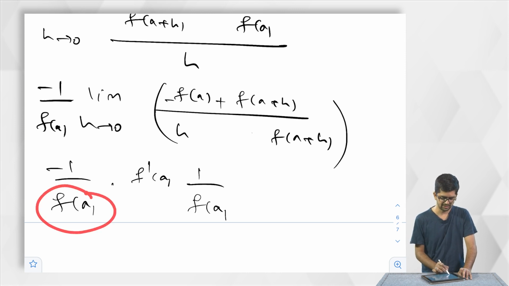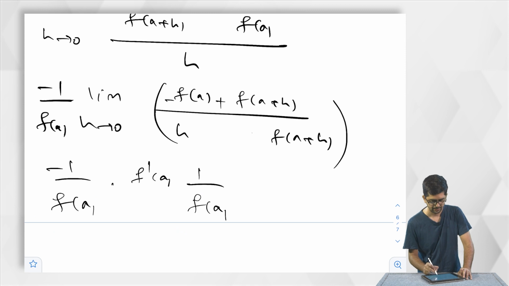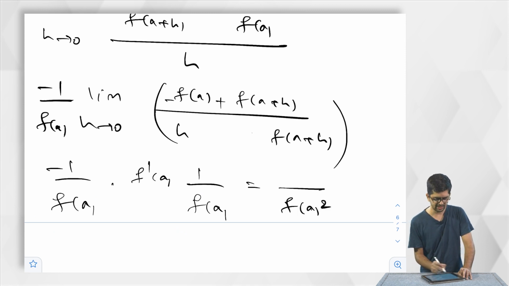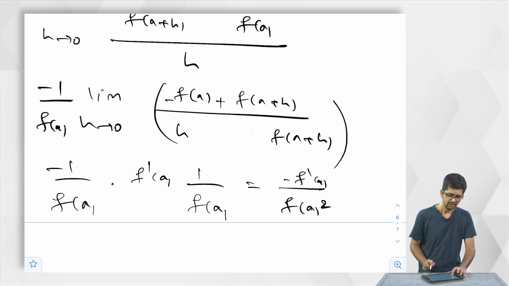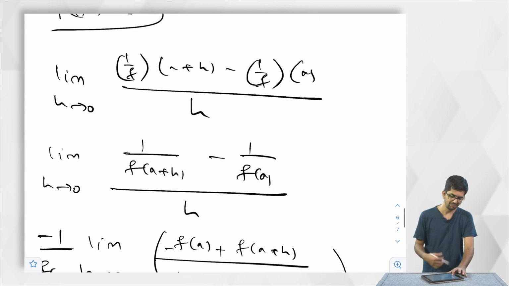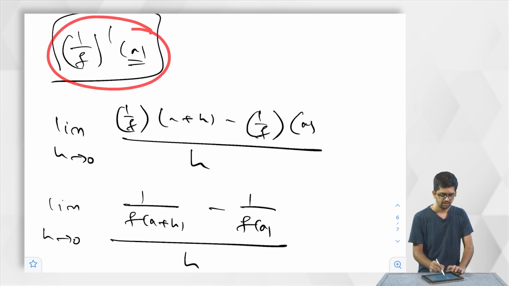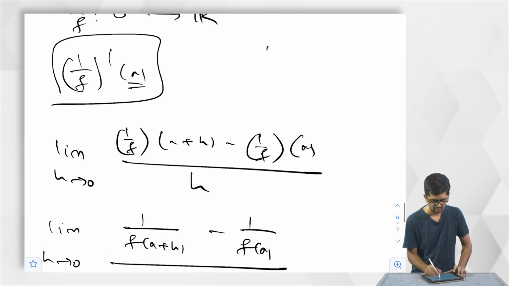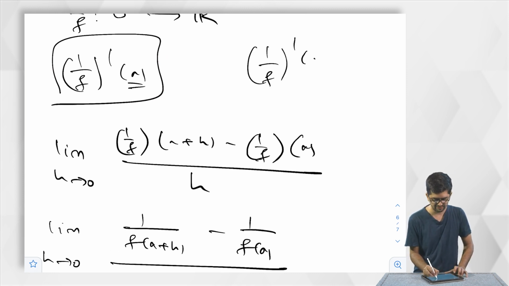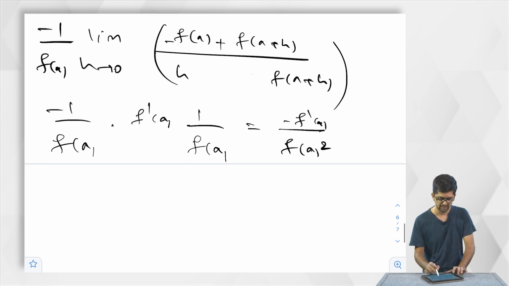So we have two parts actually here. So this is f of a square, and there is the minus f dash of a. So what we have seen is that 1 by f is actually differentiable, and the derivative is given by the formula: the derivative of 1 by f at a is minus f dash of a by f of a square. That is what I have written here.